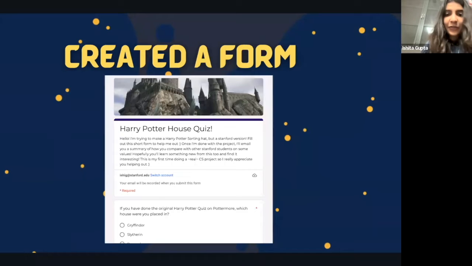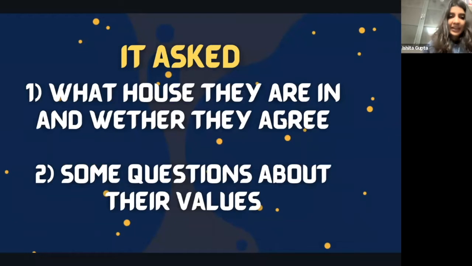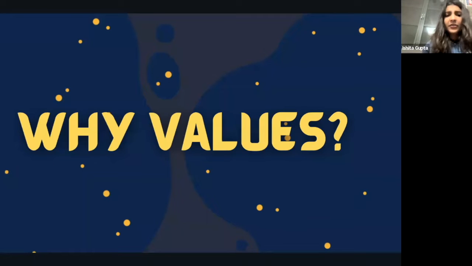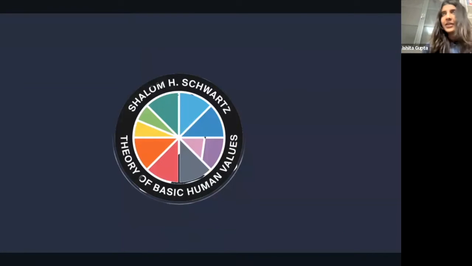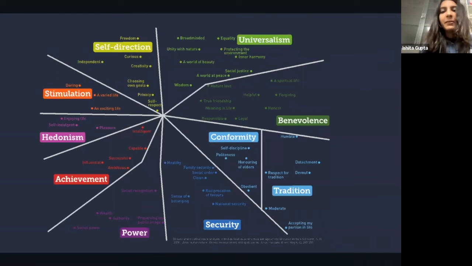So what I did was I created a form. The form asked what house people are in and whether they agreed with the house that they were in, and some questions about their values. Why their values? I think that the values are a really good predictor of what house people are in, just by the way that the sorting hat in the first scene took into consideration Harry's desire to not be in Slytherin, because it reflected a value that maybe he didn't want to be seen as someone who was very ambitious or cunning. And that's why I think that the values are a really good capture of the things that make up our Harry Potter houses.